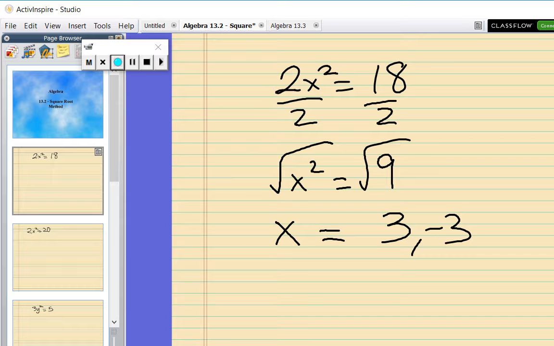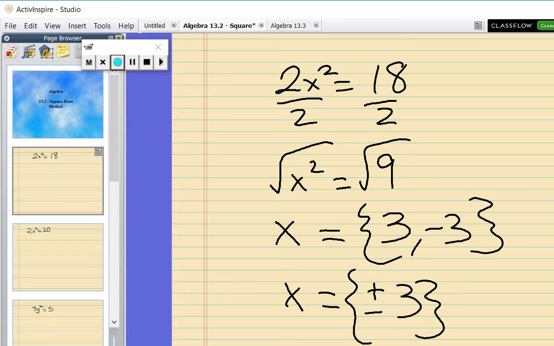Those are your solutions. If you want, you can write it shorthand like this. Positive and negative 3. I'll accept either. Okay? But again, you're looking for all the possible values of x that if you square it, it gives you 9. So if you square root both sides, you get 3 and negative 3. And that's the solution that a lot of you missed, for those of you that did it with the square root method.